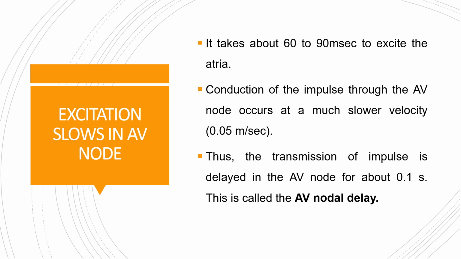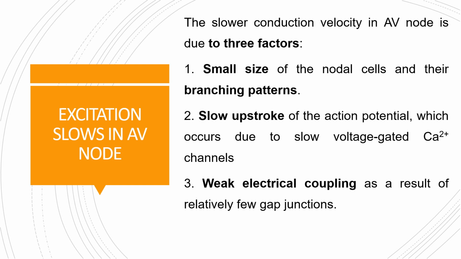AV nodal delay or the decremental effect. Okay. The slower conduction velocity in the AV node is due to three factors: small size of the nodal cells and their branching pattern, slow upstroke of the action potential which occurs due to slow voltage gated calcium channels, and weak electrical coupling as a result of relatively few gap junctions. Okay. So these three factors are responsible for slower conduction velocity in the AV node.